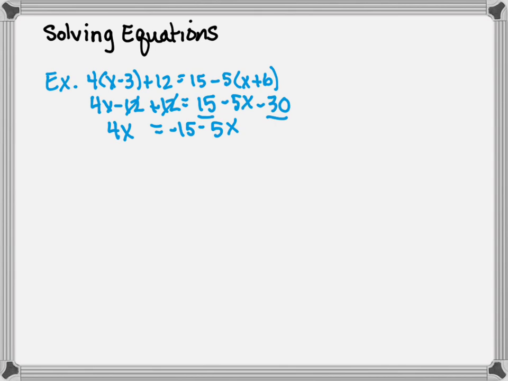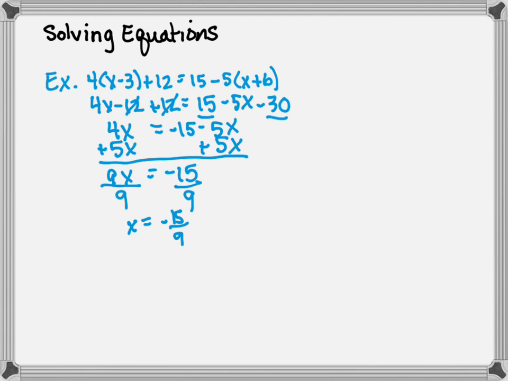So remember, when we're solving equations, at least linear equations, we want to get the x's on one side, the constants on the other side. I'm going to bring all the x's to the left-hand side. I'll do that by adding 5x to both sides. And I get 9x equals negative 15. And then to continue getting x by itself, I'll divide both sides by 9.